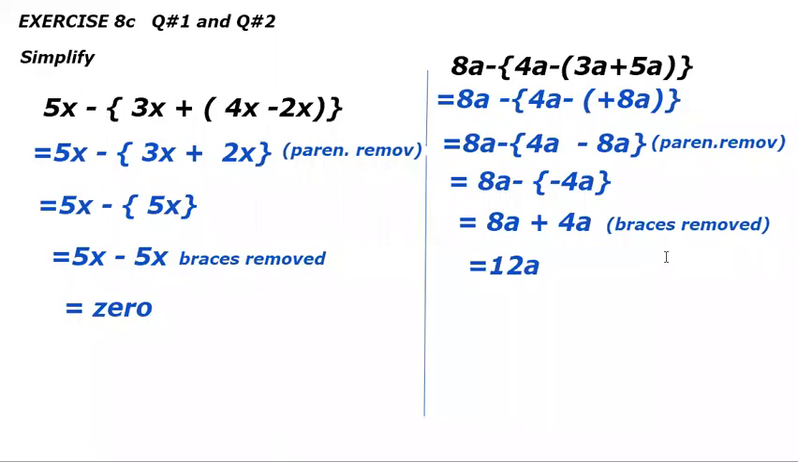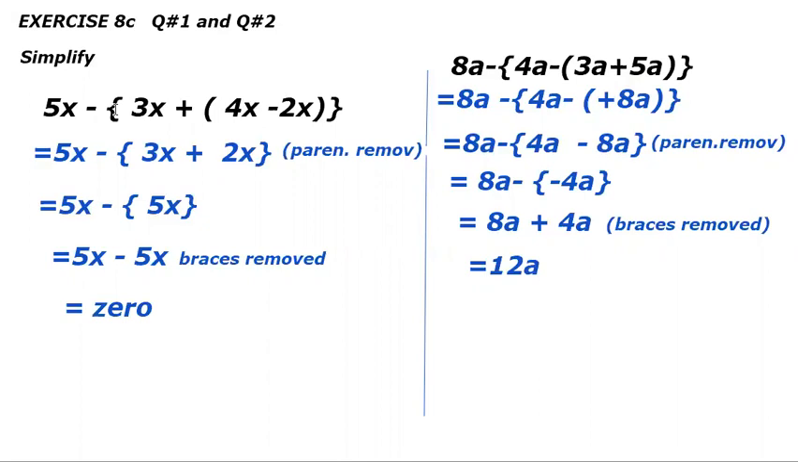Students, now we will do exercise 8C, question number 1 and 2. Simplify. 5x minus braces 3x plus 4x minus 2x. You can see these 5x, 3x, 4x and 2x are like terms, and we have to do more than one operation. Negative and positive signs are the operators, these are the operations, and this is called braces.